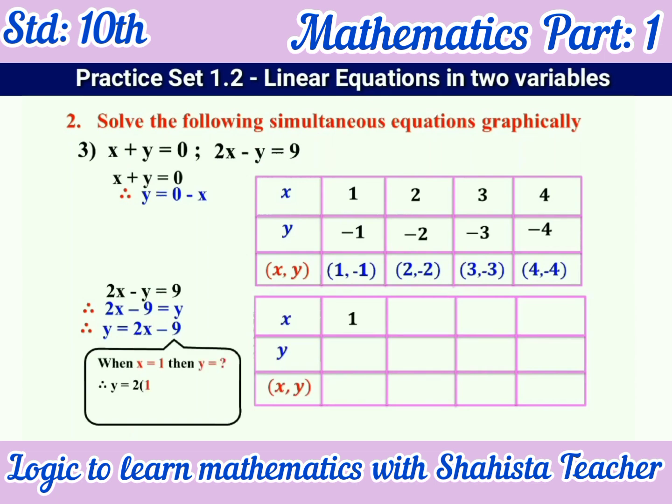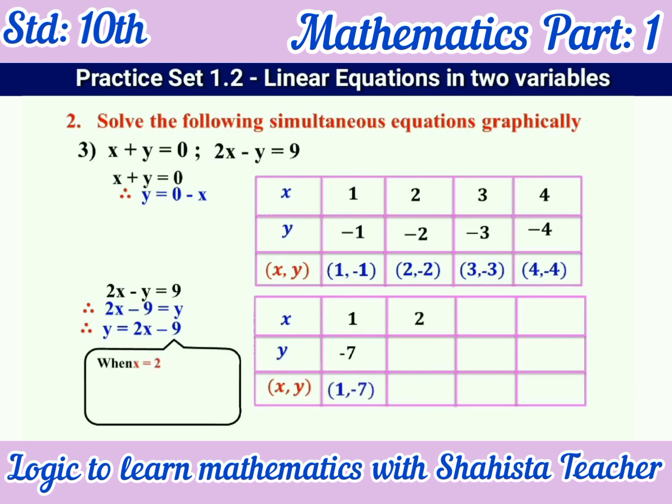So y is equal to 2x minus 9. In the place of x we will put 1. So 2 ones are 2, minus 9. 2 minus 9 is minus 7. So y is equal to minus 7. X is 1 and y is equal to minus 7. So 1 comma minus 7. Is that clear, my dear students? So here we will put 1 comma minus 7.